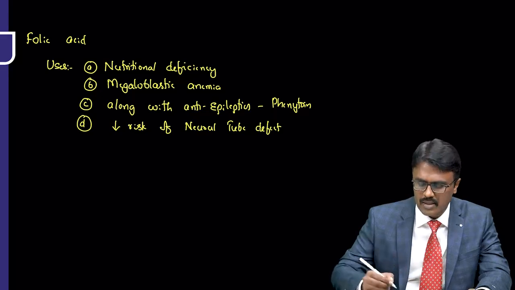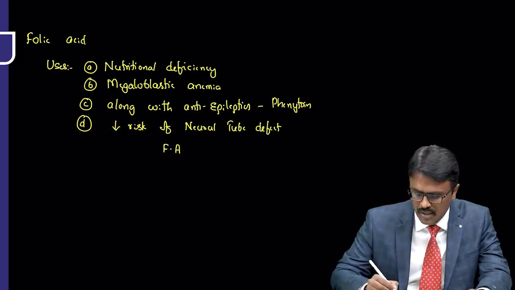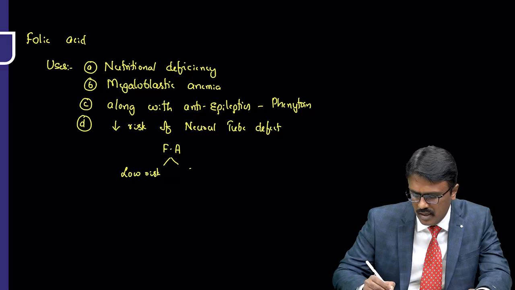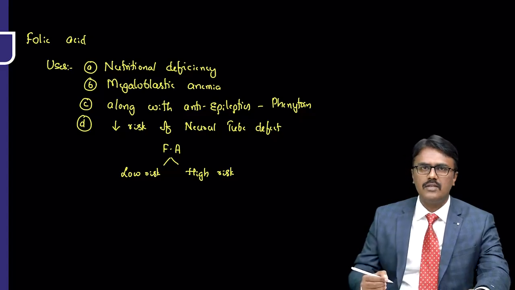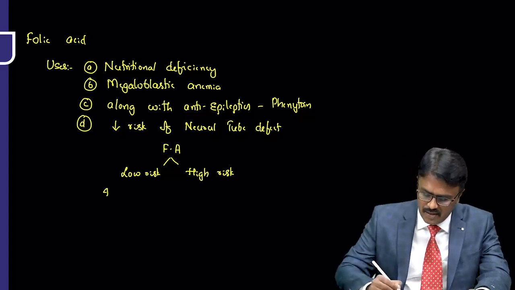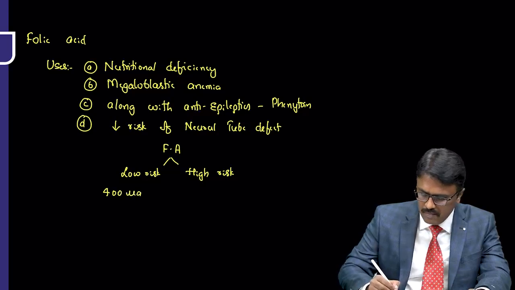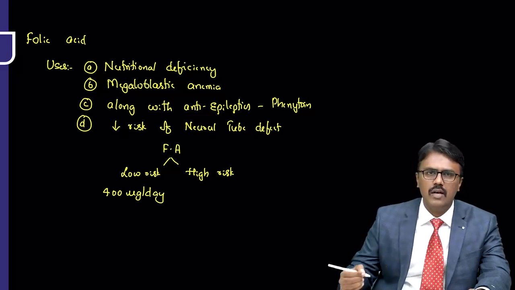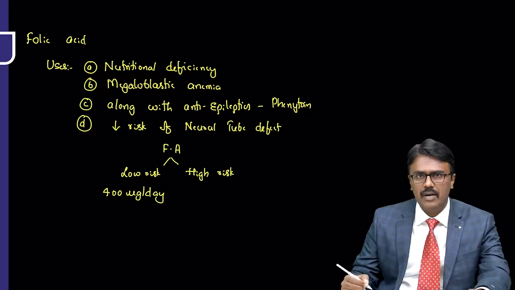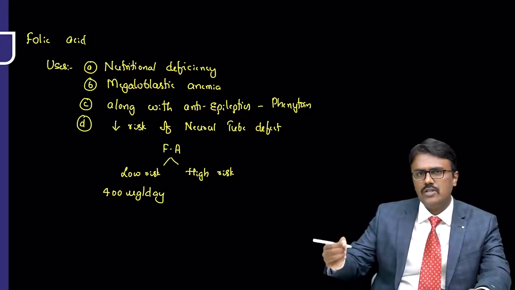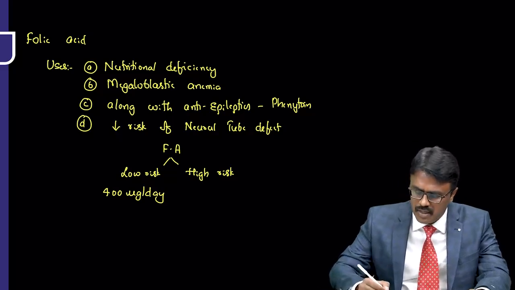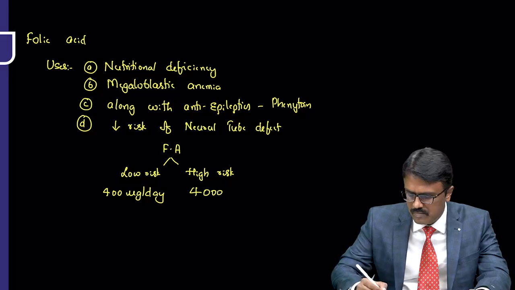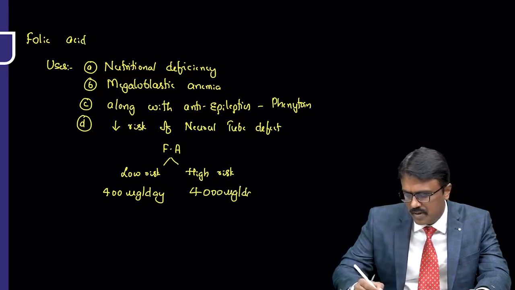So what is the dose of folic acid? That is commonly asked in the exam. Folic acid, if the pregnant woman has low risk or if she has high risk. Low risk, you can give it at 400 microgram per day as prophylactic therapy. High risk, for example, she is already on anti-epileptic therapy, for example, valproate, carbamazepine. They can cause neural tube defect in the child. For them, you have to use a higher dose, that is 4000 microgram per day.